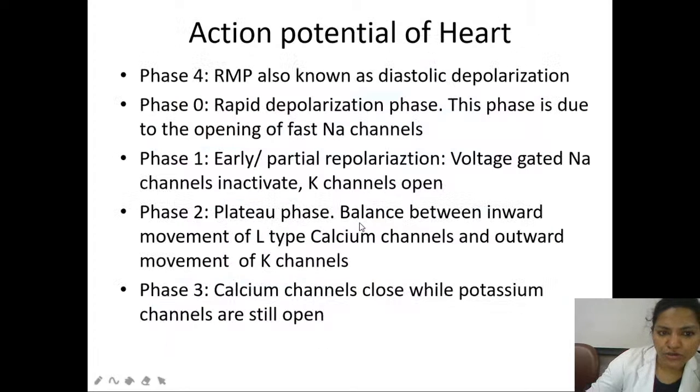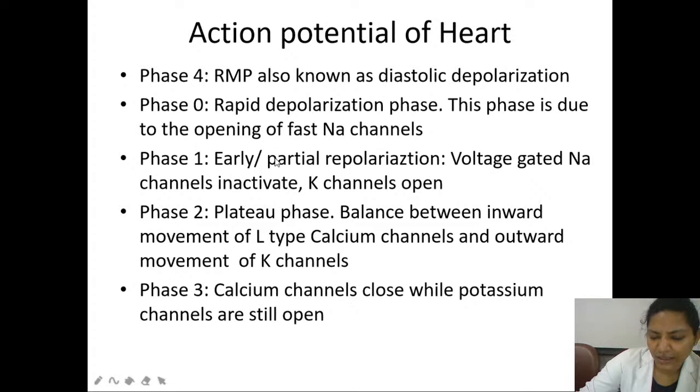Okay. Whatever I've told you, I've described in this slide. Phase 4, resting membrane potential around minus 90 millivolt. It is also known as diastolic depolarization. Phase 0 is known as the rapid depolarization phase. It is due to the opening of fast sodium channels.